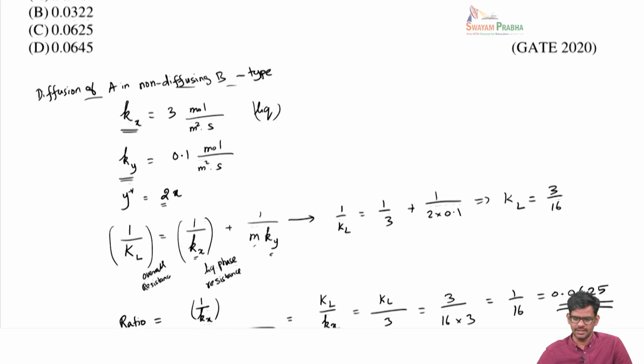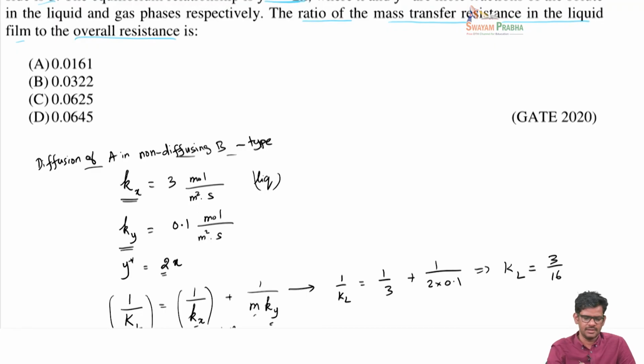Okay, and that's basically this particular answer. Is it clear? It's the simplest problem. Everything is given. It's about substituting and understanding how to define resistance. So this problem we have solved using the overall liquid phase resistance, KL.